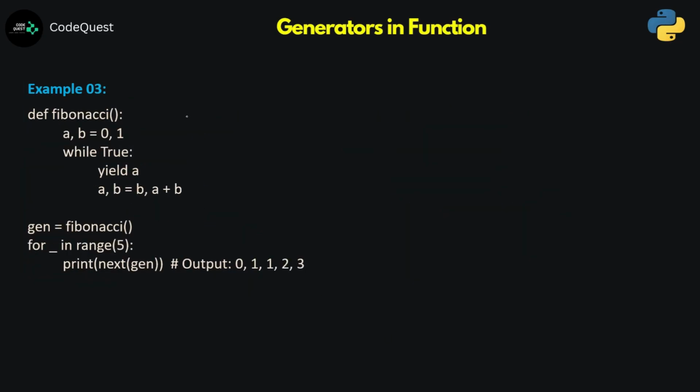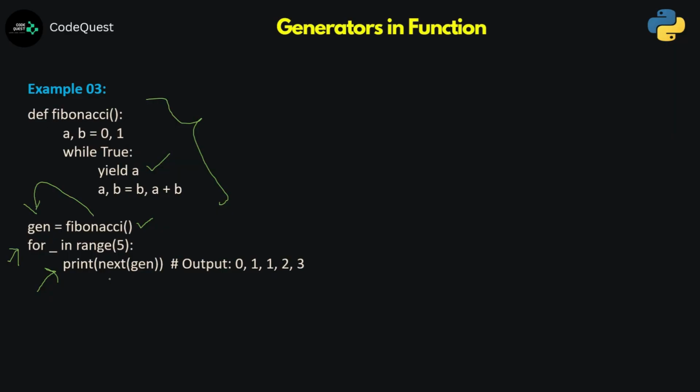So let's see one more example where we use a generator function to print the Fibonacci series. Here we have defined this Fibonacci function, which is going to act as a generator because we have a yield here. We have called Fibonacci, and the respective values are going to be stored in this gen. We have taken a for loop here. Range of 5 means this print statement will execute 5 times.